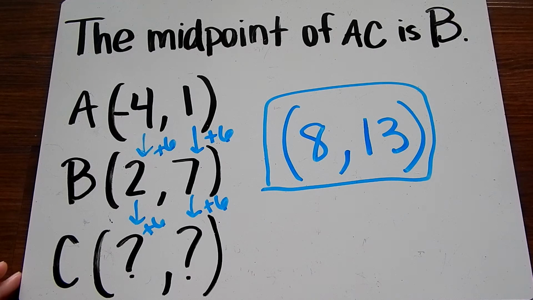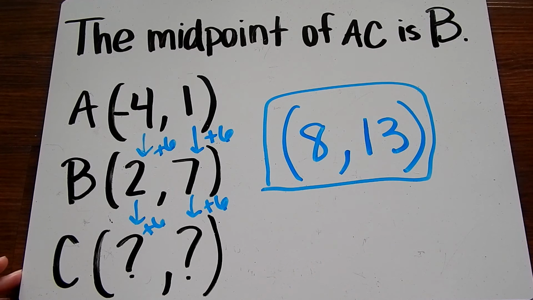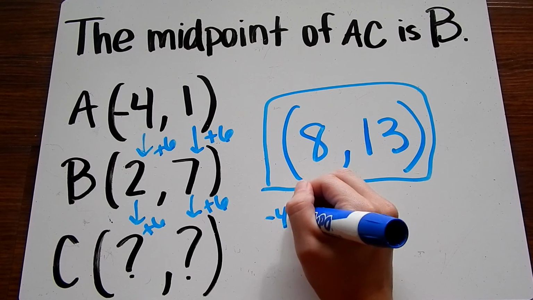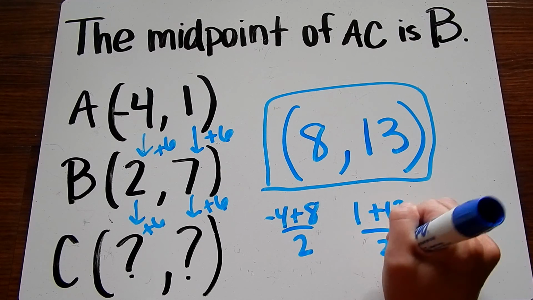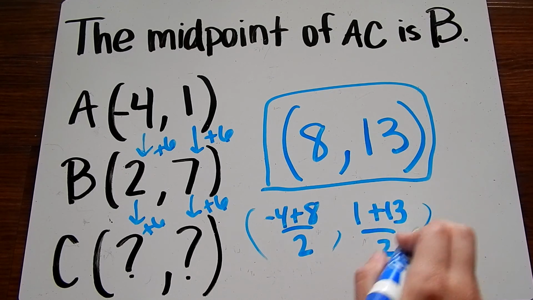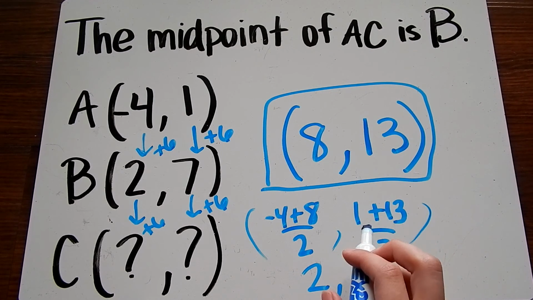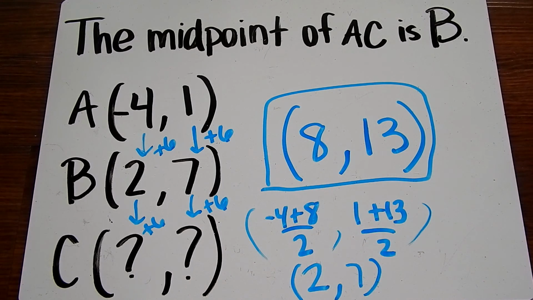Of course, we can check our work because when we use the midpoint formula on these 2 points, we should get 2, 7. So let's try it. To get B from AC, it's going to be X1 plus X2 divided by 2, Y1 plus Y2 divided by 2. -4 plus 8 is 4, divide that by 2 is 2. 1 plus 13 is 14, divide that by 2 is 7. So we get 2, 7, which matches, so that is our answer, 8, 13.